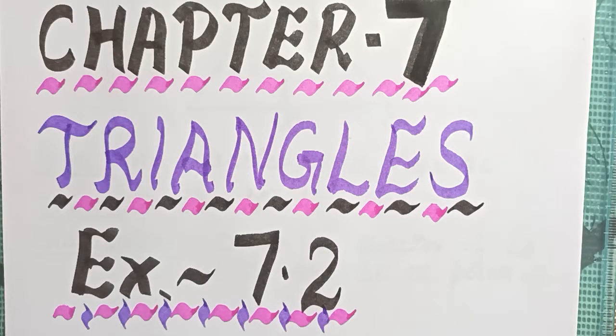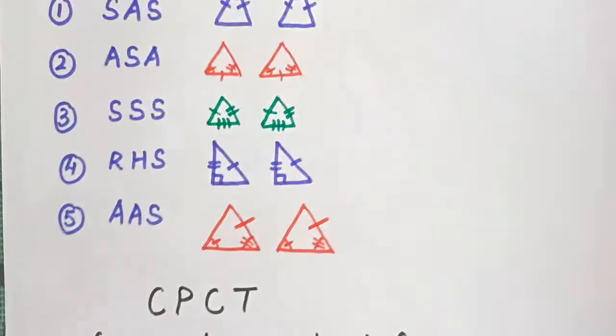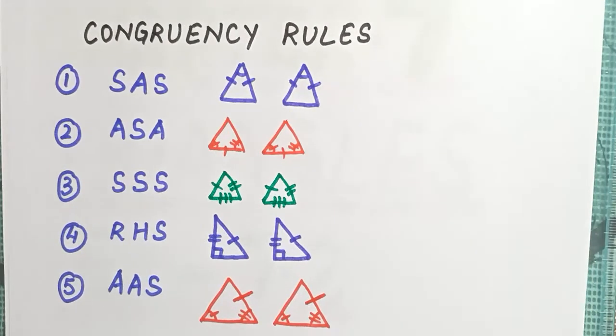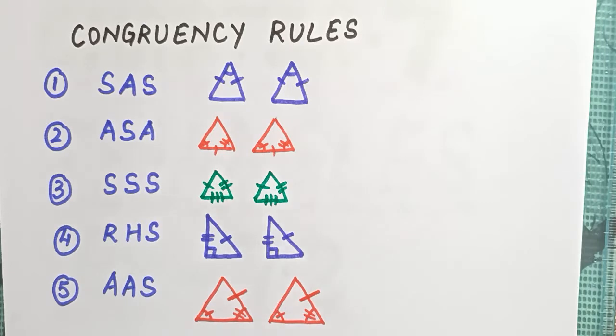In this video, we'll start exercise 7.2 of chapter 7, that is triangles. So let's start with the congruency rules. First of all, I have already explained all the congruency rules in the previous video. Let's recapitulate them. The various rules are, the first is SAS rule.